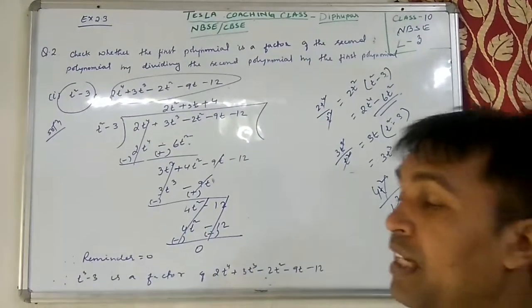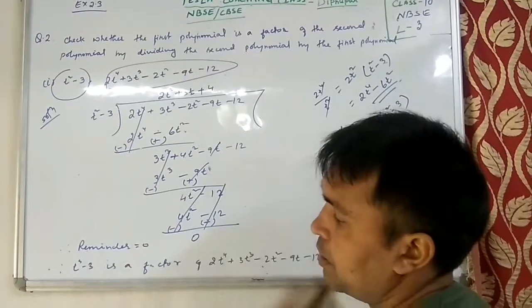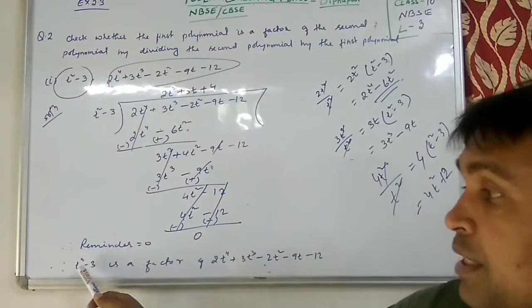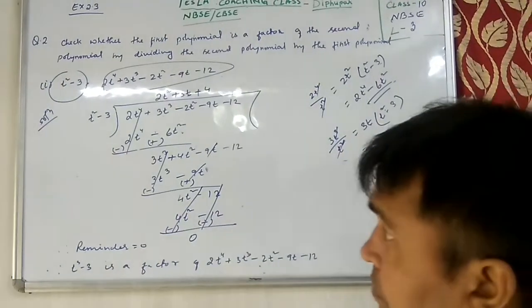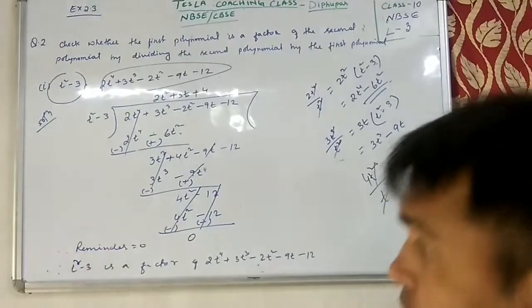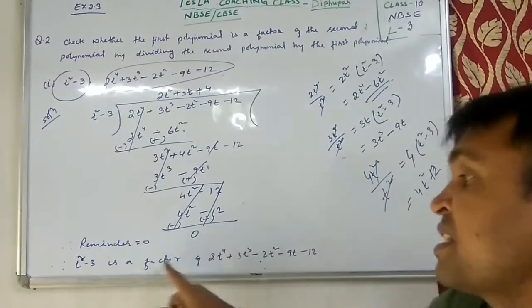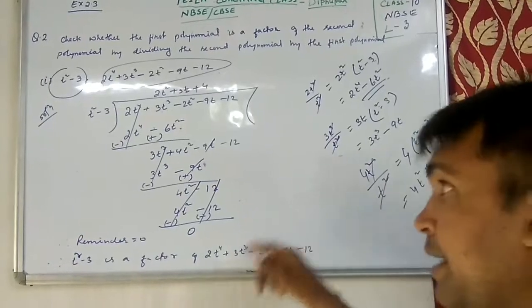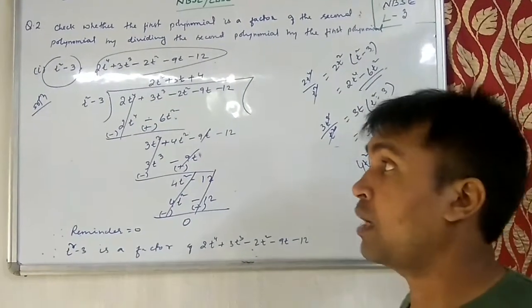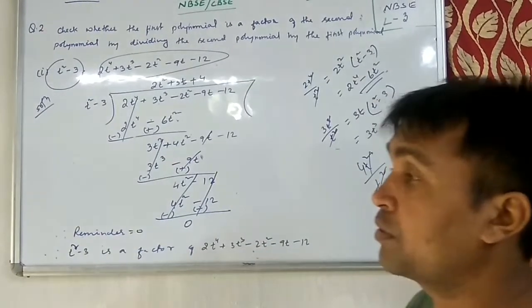So the remainder we are getting is what? 0. So we have written here, since the remainder is equal to 0, therefore t square minus 3, that is the first polynomial, is a factor of the second polynomial. Okay, so now we are going to do the same kind of questions, another question we are going to do.